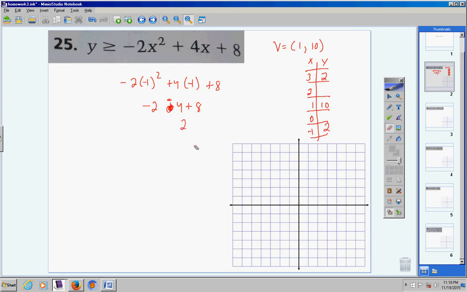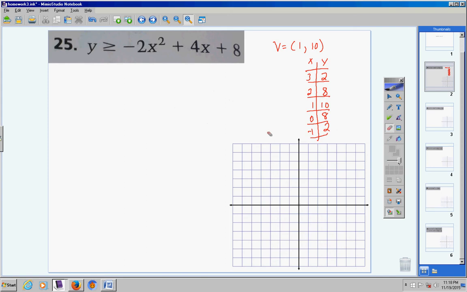Alright, next we're going to substitute 2 in for x. So negative 2 parentheses 2 squared, positive 4 parentheses 2, positive 8. When you square the 2, you get a 4. 4 times negative 2 is negative 8. 4 times 2 is a positive 8. And then a positive 8. Well, these will cancel out, leaving you with 8. If you combine all those, you get 8. If you put 0 in, you will also get out 8. So we're pretty good. There we go.